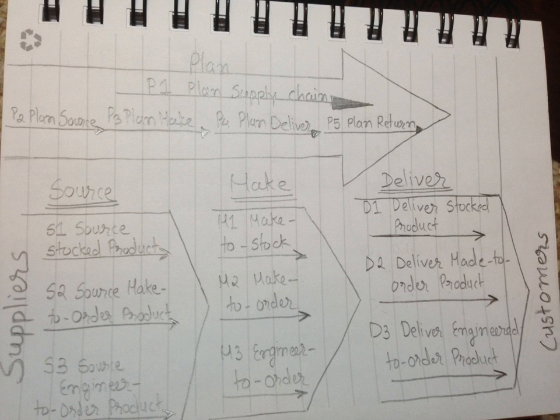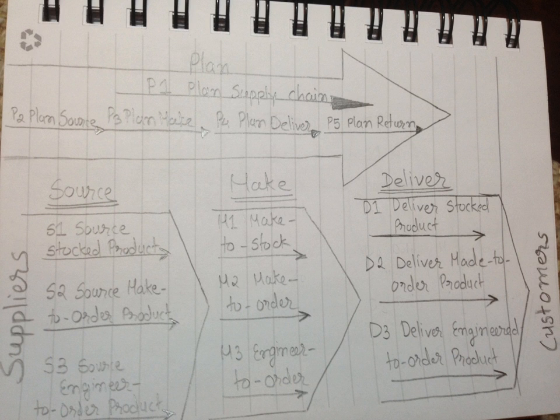So the next step down the hierarchy of the SCOR model shows the variations basically of each of the management processes. So sourcing, making, and delivering have 3 variations each, which are all the same. Sourcing of stock products, sourcing of made-to-order products, and engineered-to-order products. Same thing with make to stock, make to order, engineer to order, and delivery.